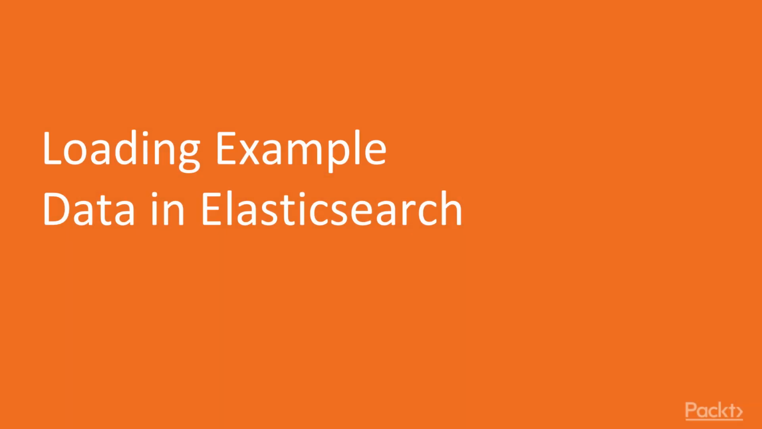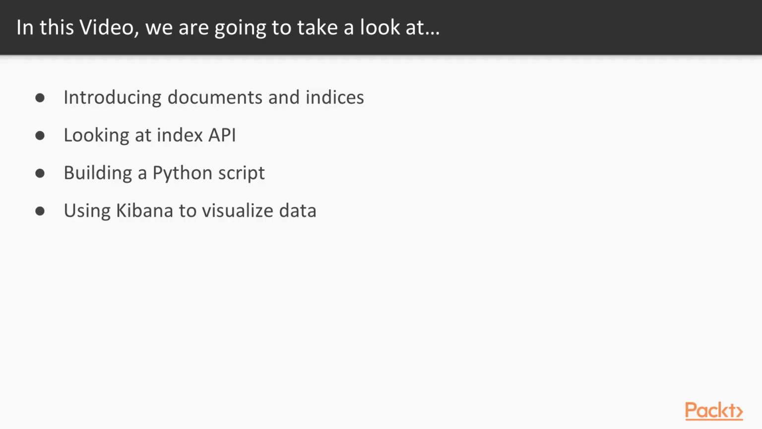In this video, we'll load some example data in Elasticsearch. I'm going to introduce documents and indices, the plural of index. We'll look at the indexing API. We'll build a Python script that can put new data into our Elasticsearch cluster. And then we'll use Kibana to visualize the data that we inserted.